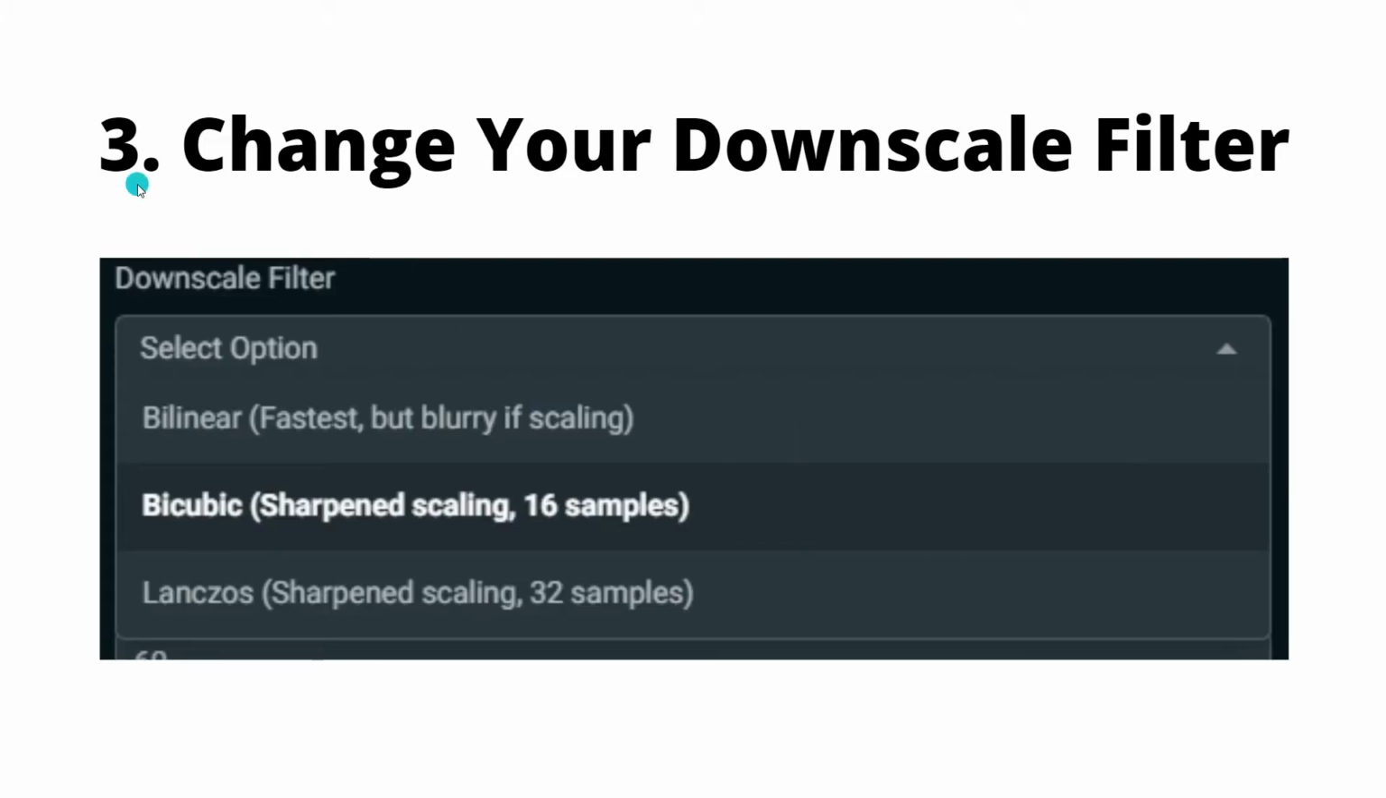The third step is you can change your downscale filter. Downscale filter is basically, in most cases, your canvas resolution should be identical to your base resolution. So you can also try this option as well. You can go with bicubic 16 samples. Okay, you can adjust this by this one.